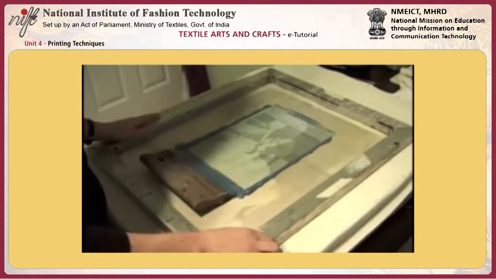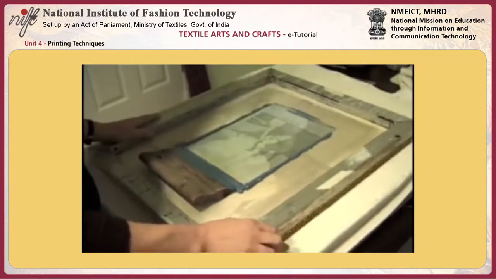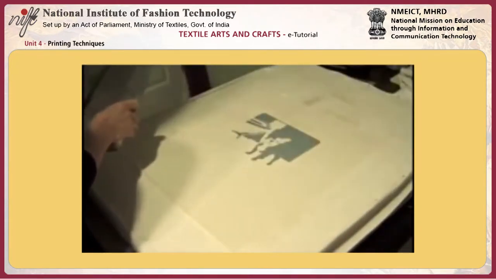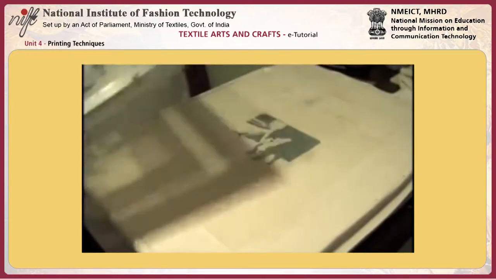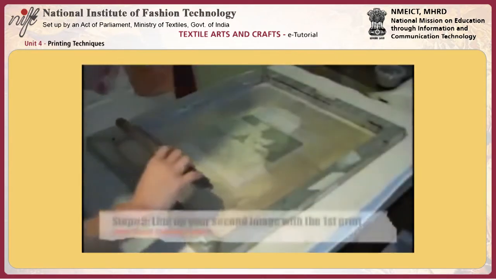Now, we lift off one side and then the other. There you have your silkscreen. Orange transparent pigment.